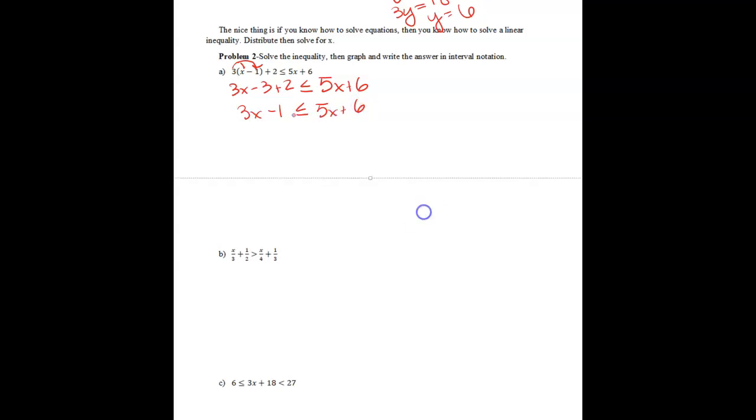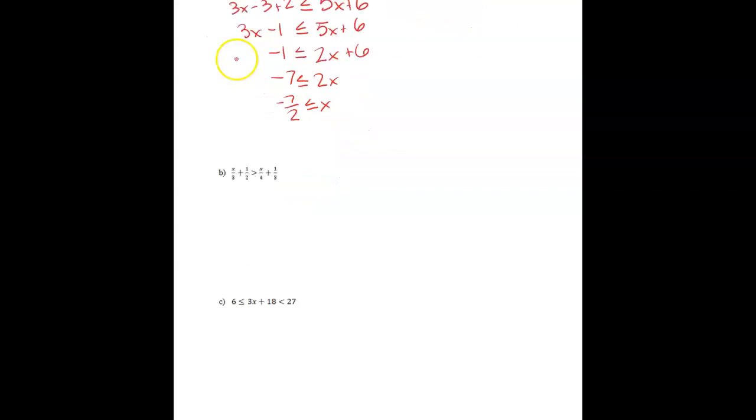Alright, try to get your x's to one side, so I'm going to subtract 3x over. So I'd get negative 1 is less than or equal to 2x plus 6. Subtract my 6 over. I've got negative 7 now is less than or equal to 2x. Divide both sides by 2. I'd get negative 7 over 2 is less than or equal to x. Alright, that's really all it is. On to the next one.